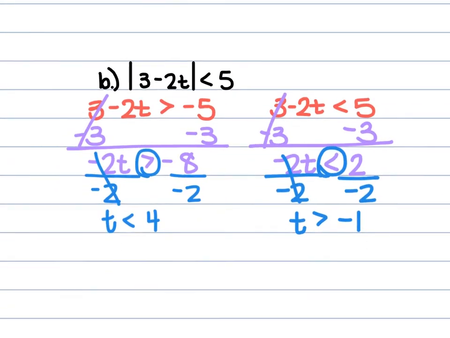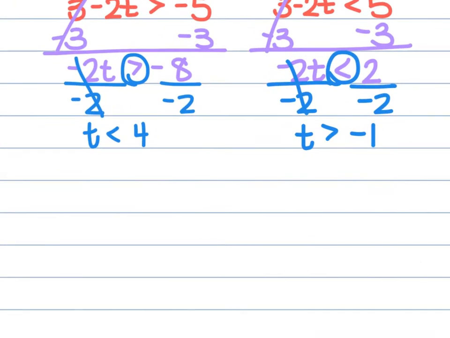Now from here, you have to take this a little bit further. Look at the way that your inequalities are. Rewrite them to where your inequality that includes the smaller number comes first. This would be the t is greater than negative 1. So t is greater than negative 1, and then you also have t is less than 4.